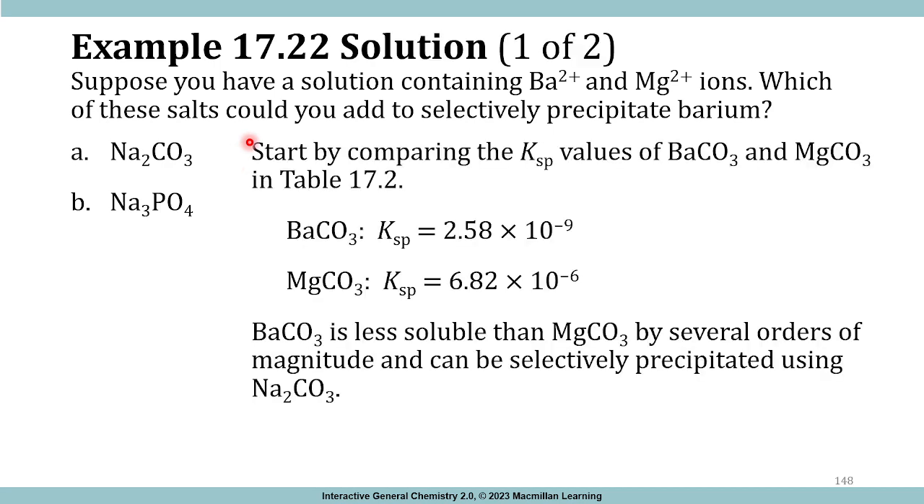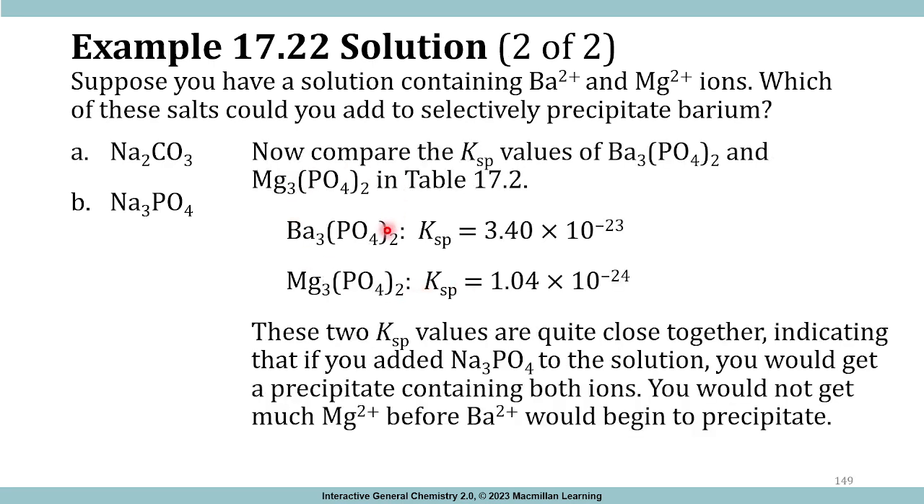So we look at our table. Barium carbonate, KSP of 10 to the negative 9. Magnesium carbonate, 10 to the negative 6. Okay, those have a decent separation. This is less soluble than the magnesium carbonate, and so you can mostly precipitate out the barium before you precipitate out the magnesium. Okay? So that would do an okay job.